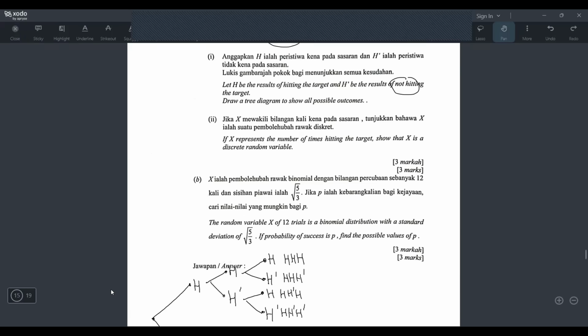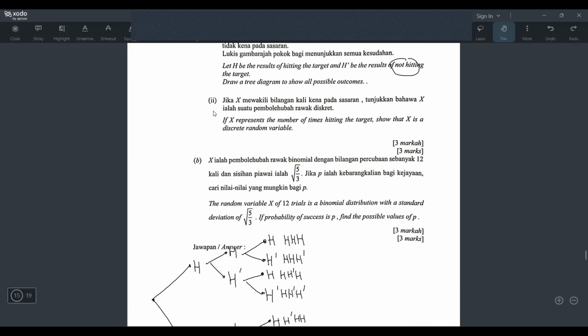Okay, now for question number 2. It says if x represents the number of times hitting the target, show that x is a discrete random variable. What is discrete? Okay, discrete means all the x have to be separate, right? It means there's no decimal point. They are all countable. Countable means like 0, 1, 2, 3 like that.